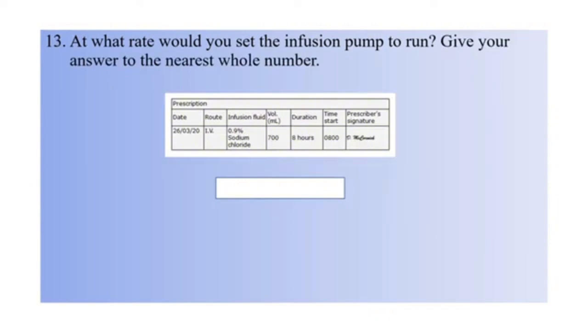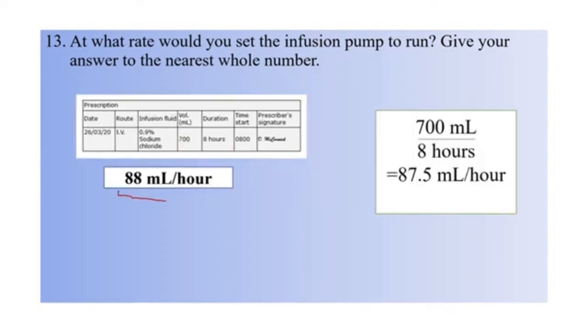At what rate would you set the infusion pump to run? Give your answer to the nearest whole number. The route is IV, the infusion fluid is 0.9% sodium chloride, the volume is 700 ml and the duration is 8 hours. The start time is 8 am. So the answer is 88 ml per hour.